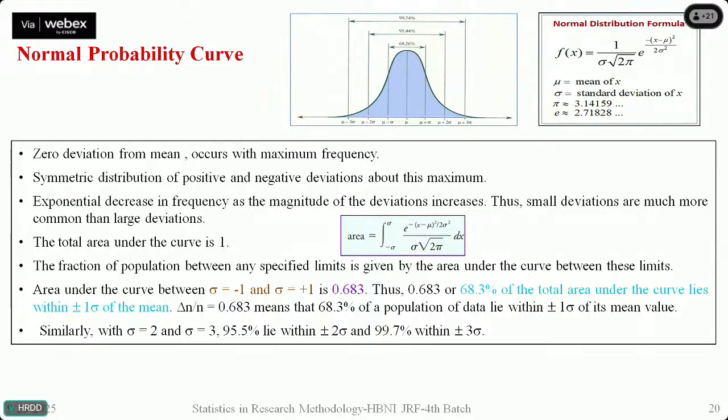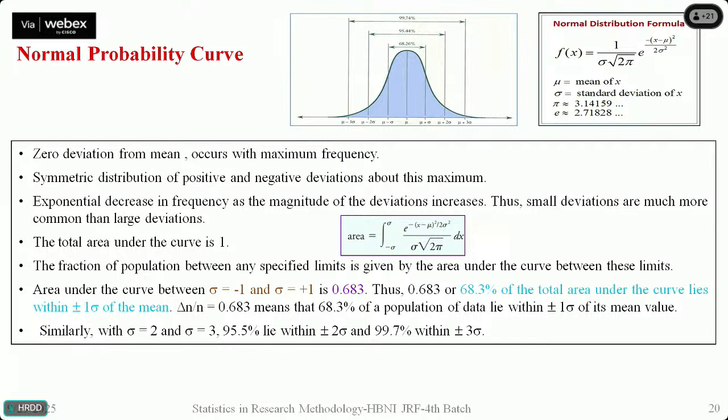Or you can draw this curve in your notebook and come with your own comments tomorrow. In addition to whatever is written here, zero deviation from mean occurs with maximum frequencies in the vertical axis scale. Symmetrical distribution of positive and negative deviations is there. And when you move away from the center to the periphery, center to the endpoints, you will see that it is almost exponentially decreasing. The function is given on the right side.